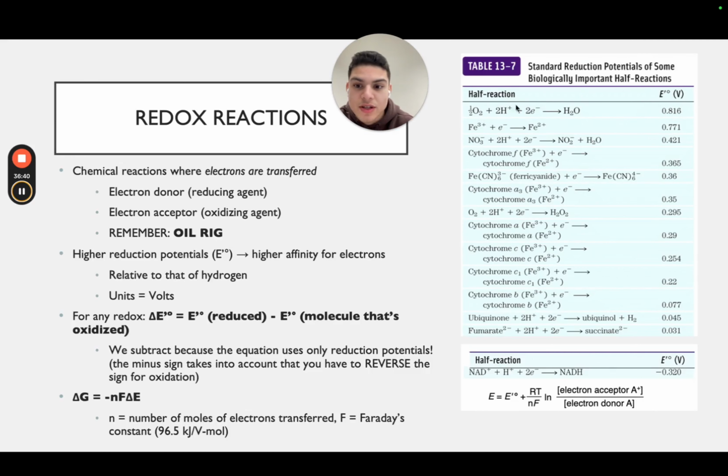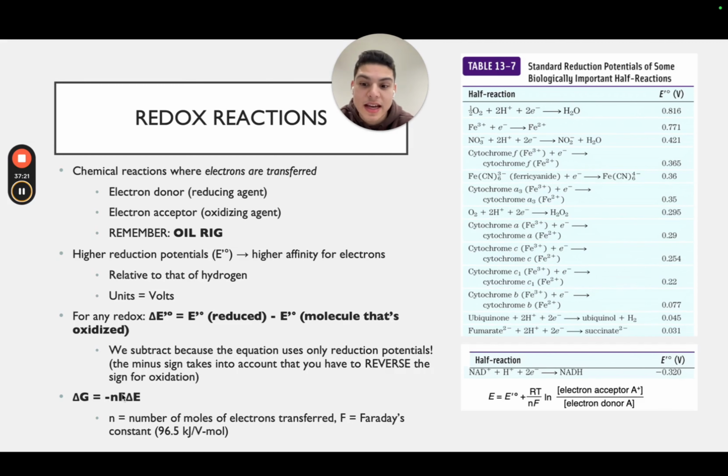So the affinity for electrons right here is much greater than the electron potential right here for fumarate converting into succinate because it's 0.031. And notice how they're all positive. You may get some tables where they're negative like this, right? This is showing a half reaction where it's negative. Well, this reaction, if you were to flip it over, forms a positive reduction potential, which just means that, spontaneously speaking, it likes to be pushed towards these reactants right here, the NAD plus, the H plus, the electrons.